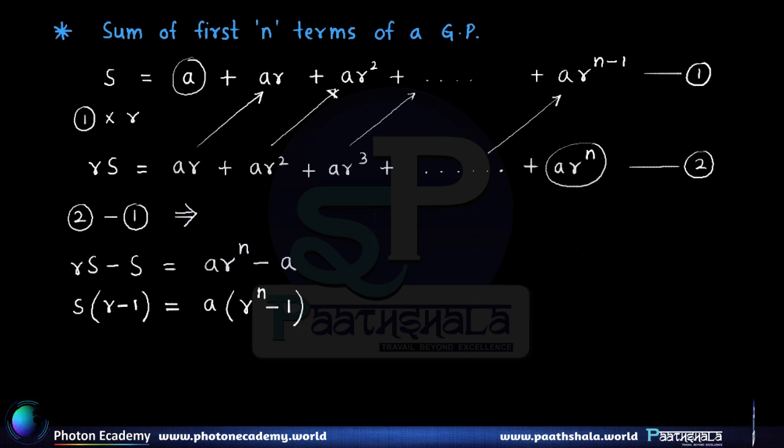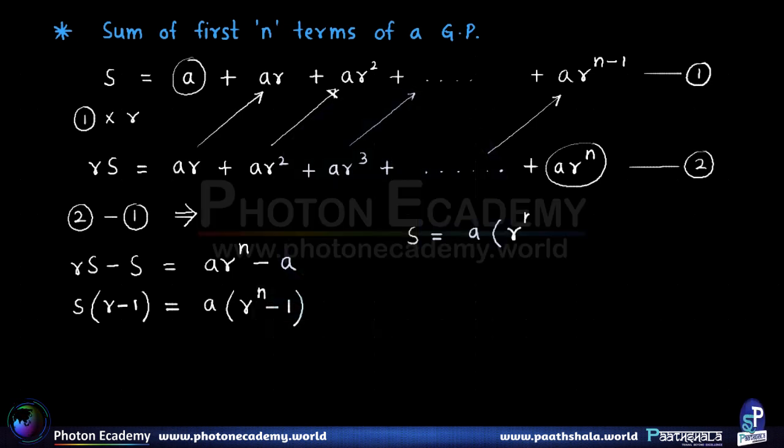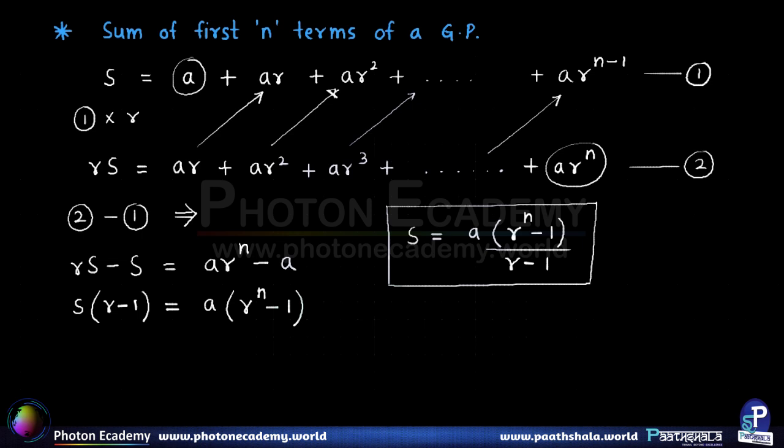So which in turn gives us S is equal to A into bracket R raised to n minus 1 whole upon R minus 1. So this is the formula to calculate the sum of first n terms in a given GP.